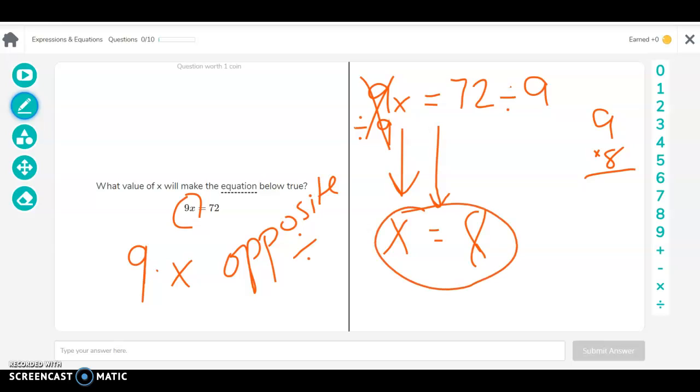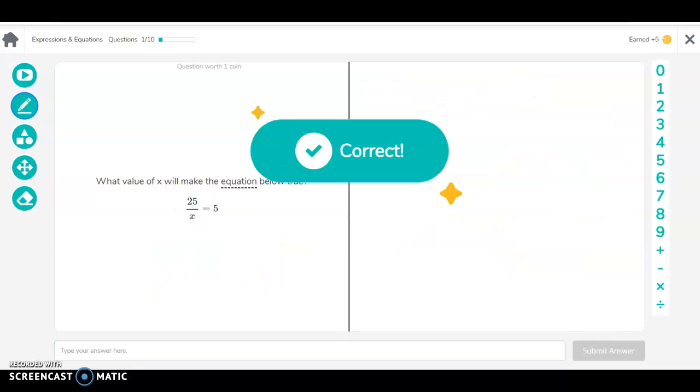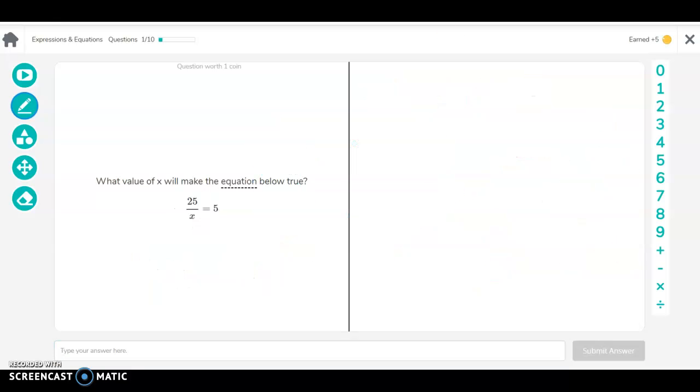Now you can take that and put it back in the original problem. So you're going to take this and put it where x was. So x is equal to 8, so we're going to put 8 in for x equals 72. Check it. You can check it with a calculator. 9 times 8 is 72. So 72 equals 72. Down here, you just need to type in 8. And you got it. Okay?